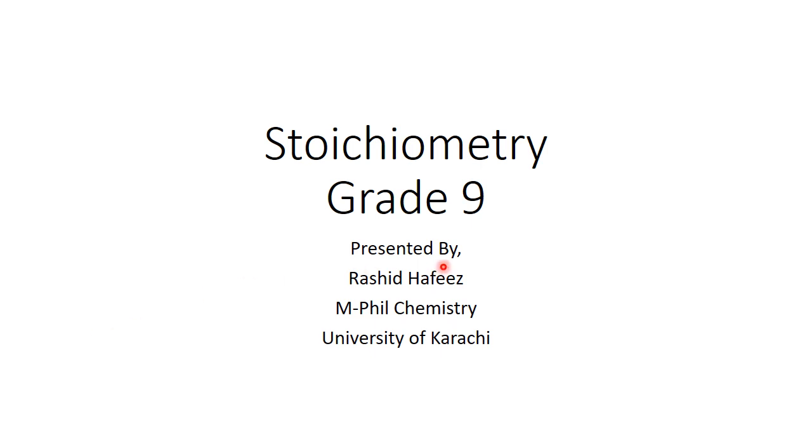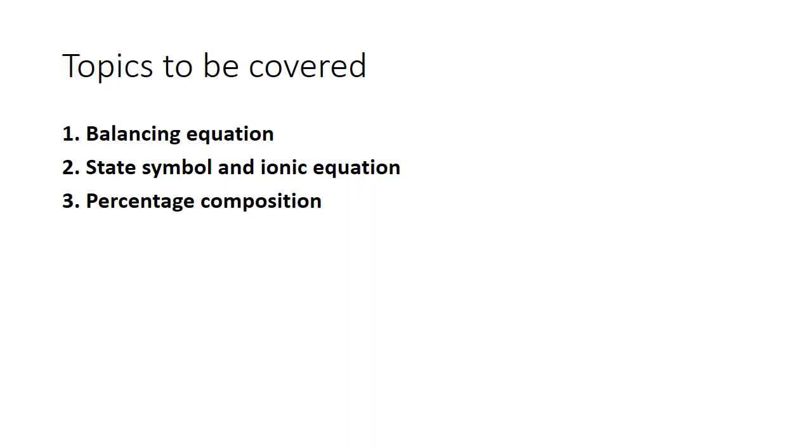So today we are going to start the lecture related to stoichiometry. We have to cover three topics related to stoichiometry. So let's start. These three topics we have to cover: the balancing equation, how to balance the equation, state symbols and ionic equation, and the third topic is the percent composition by mass. Okay, so one by one we will discuss it.